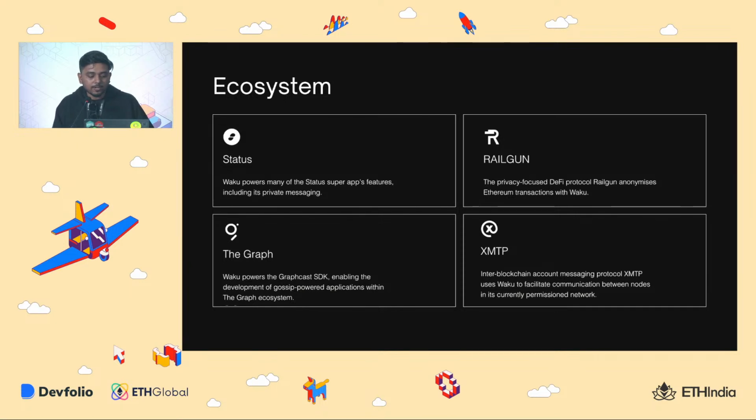So we have a vibrant ecosystem where we have Status, a Web3 messaging app. Railgun is a privacy layer built on top of Ethereum. The Graph is also using Waku for decentralizing its indexers, and a couple of more use cases. And XMTP is also built on top of Waku for this specific use case, which is chat messaging.